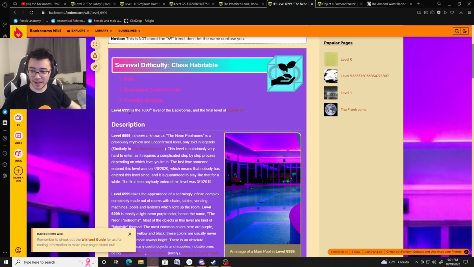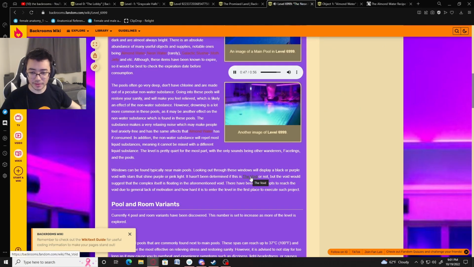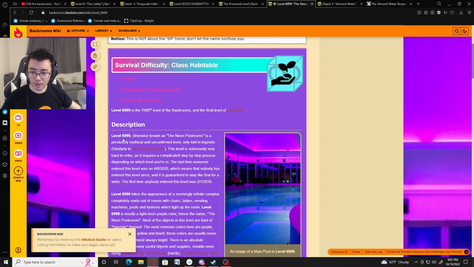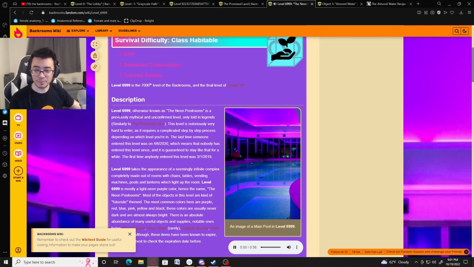Level 69999 is the 7,000th level of the back rooms and the final level of cluster VII. The void, there it is. We found the void. Oh my God, we finally found it. So level 6999 is otherwise known as the Neon Pool Rooms. It is a previously mythical and unconfirmed level only told in legends, similar to the Promised Land.